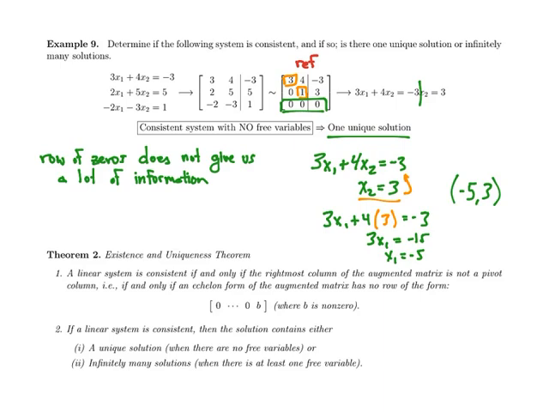And that's what this theorem, the existence and uniqueness theorem, is talking about. A linear system is consistent if and only if the rightmost column of the augmented matrix is not a pivot column. This would only be a pivot column if this last entry is non-zero and everything to the left of it is 0. If a linear system is consistent, then the solution contains either a unique solution when there are no free variables or infinitely many solutions when there is at least one free variable. This theorem is just talking about the last two examples that we did and saying that this is true always.